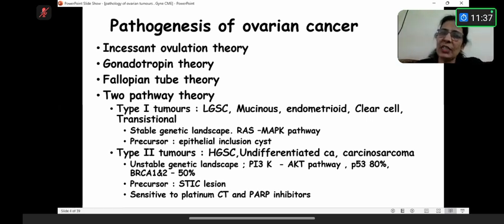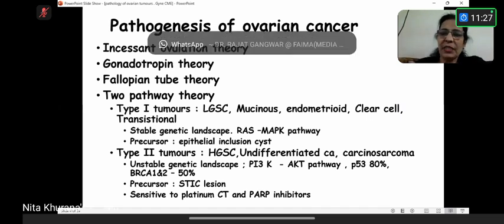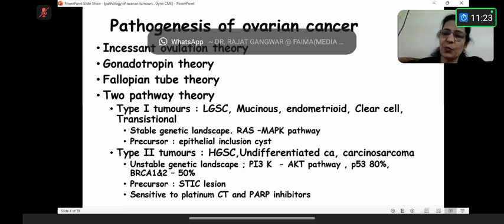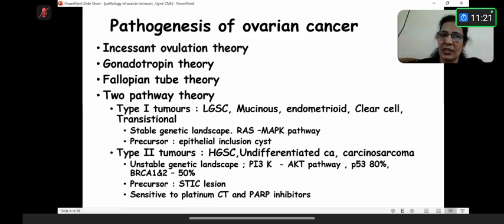There are various theories which have been proposed for the development of ovarian cancer, some which negate each other also. The most important theory which has been proposed is the repeated trauma to the surface epithelium, and as a result, the surface epithelial tumors are the most common ovarian tumors, and this is because of the incessant ovulation. So repeated ovulations mean repeated trauma to the germinal epithelium, leading to accumulation of mutations, and that would lead to surface epithelial tumors.